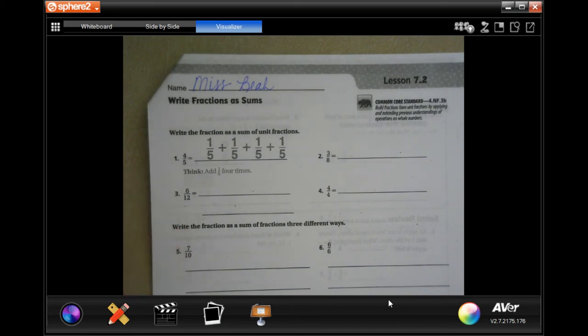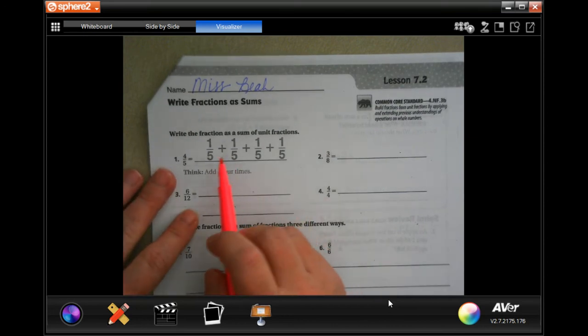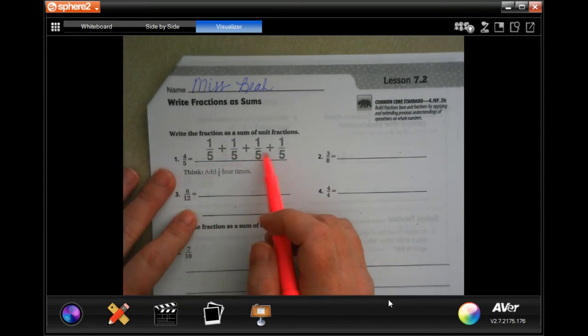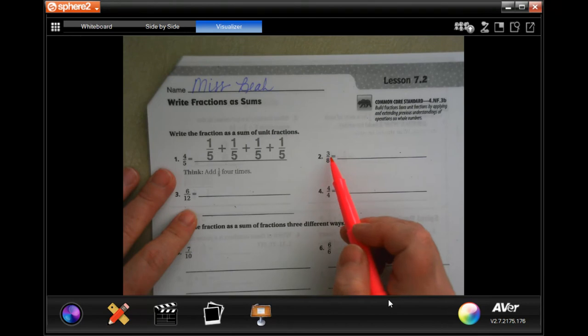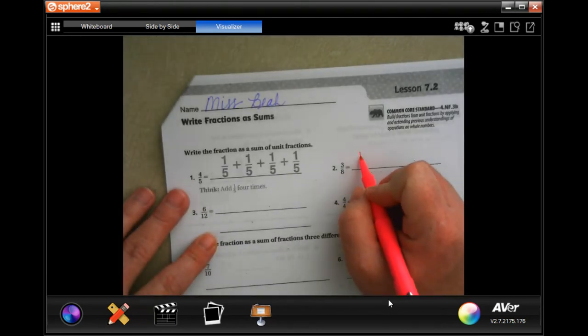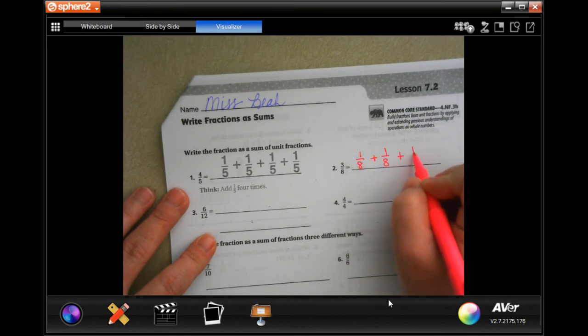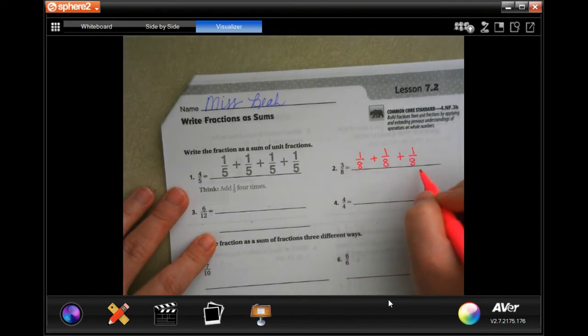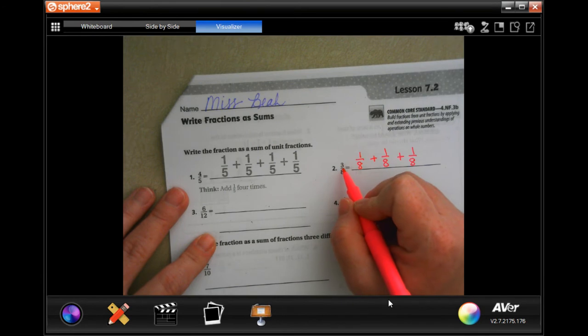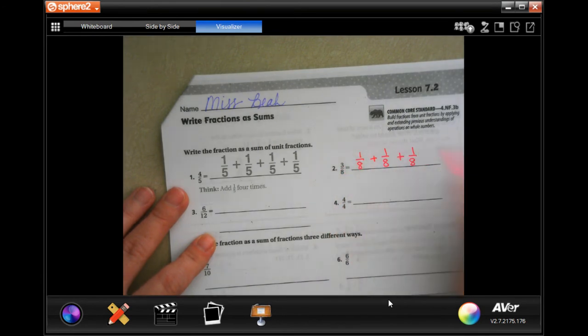We're going to go ahead and get started with number 2. All it wants us to do is to add up our fractions until we get to this. So in this case, it would be 1/8 plus 1/8 plus 1/8 because the denominator stays the same, but we just need to total the top number. So 1, 2, 3, we're good.